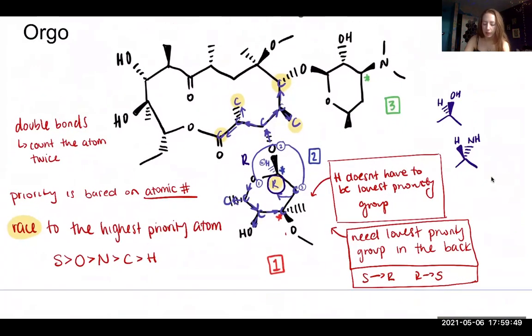Any more questions? And then I'm going to jump to my last example. What if there's already a wedge and dashed, but you need to add a hydrogen?